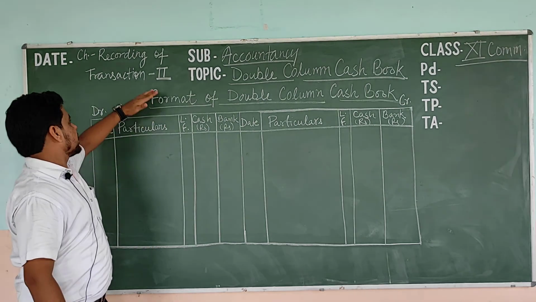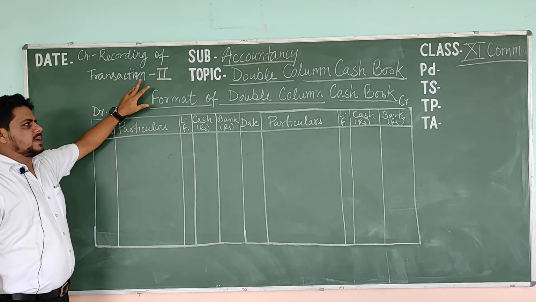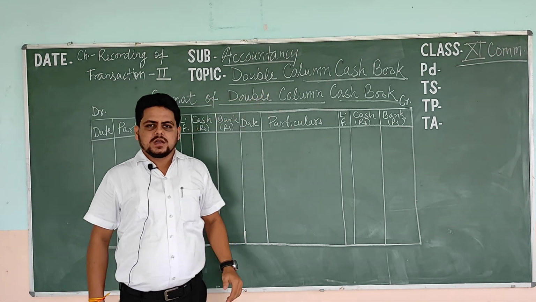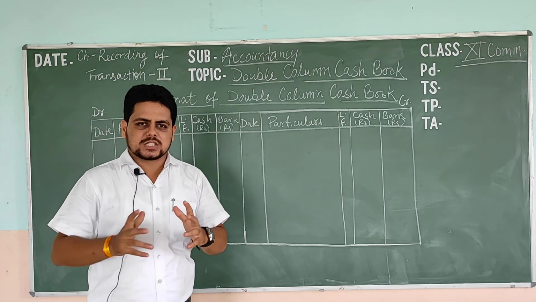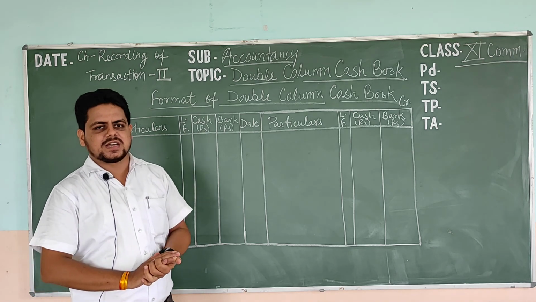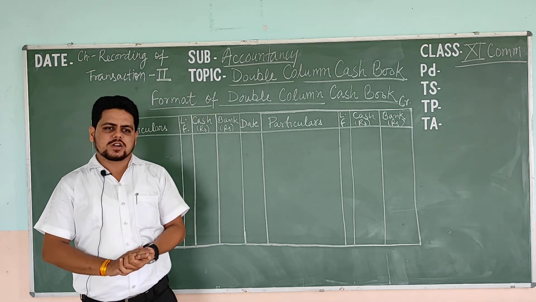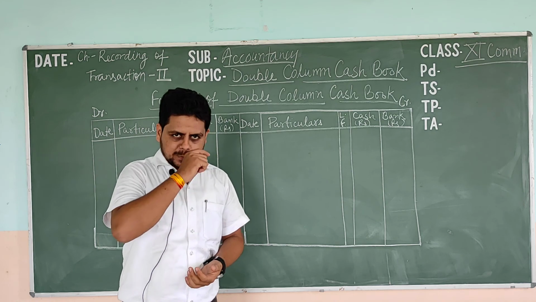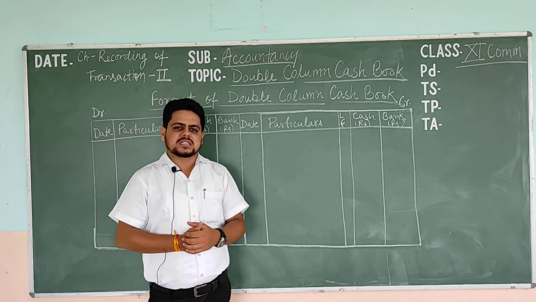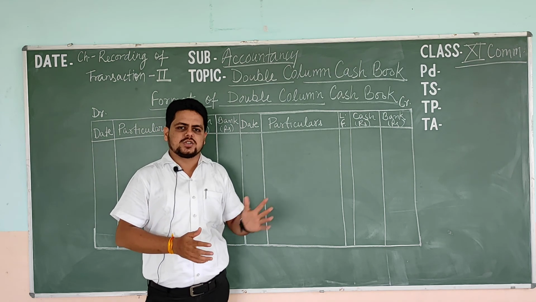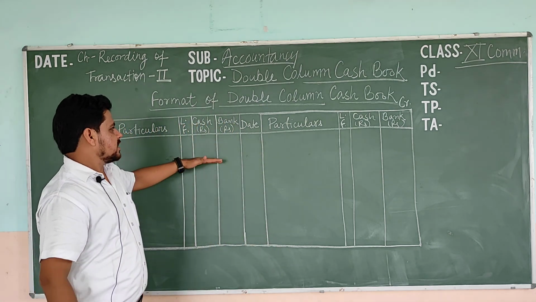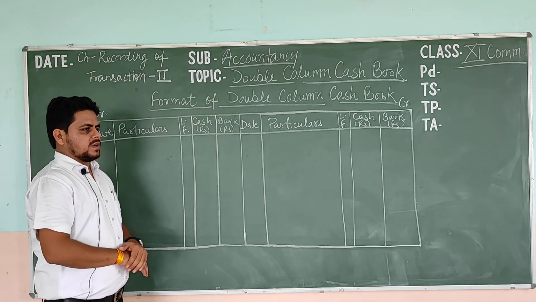Today we will discuss our running chapter, Recording of Transaction 2, and in this lecture we will discuss the topic double column cash book. In our previous lecture I explained that there are three types of cash book. First is the single column cash book, second is the double column cash book, and third is the petty cash book. Before discussing the double column cash book, in the previous lecture I gave the detailed format of the single column cash book, and this is the format of the double column cash book.